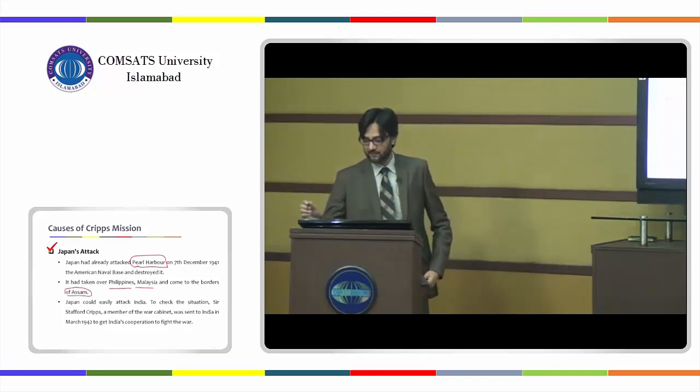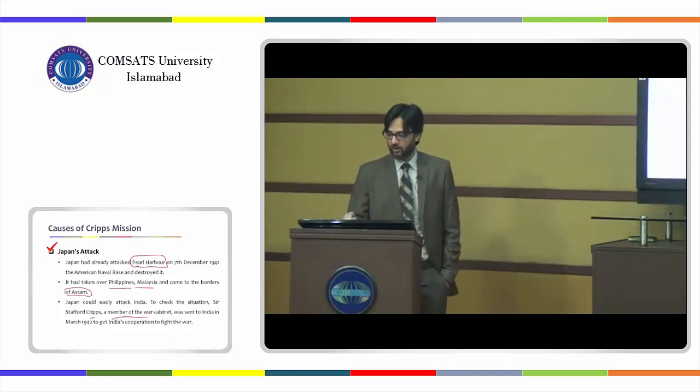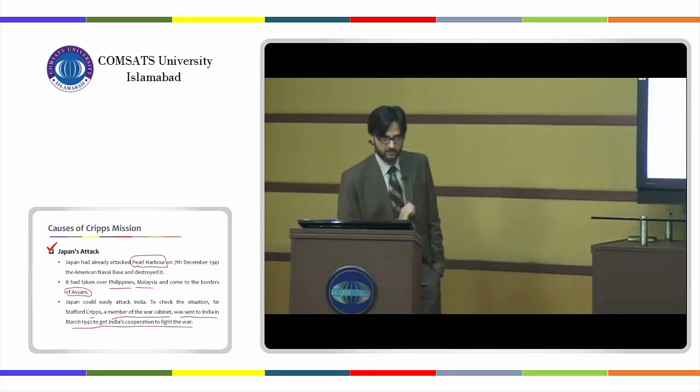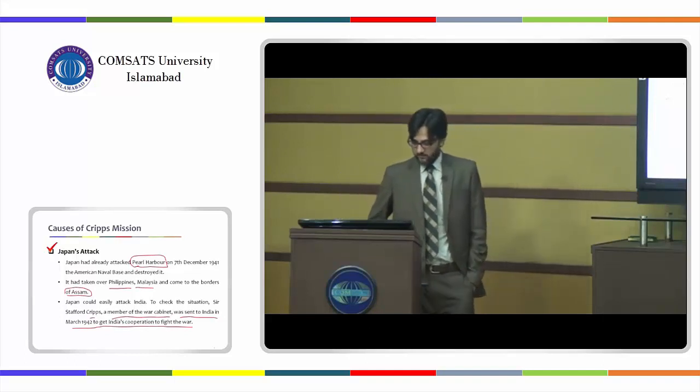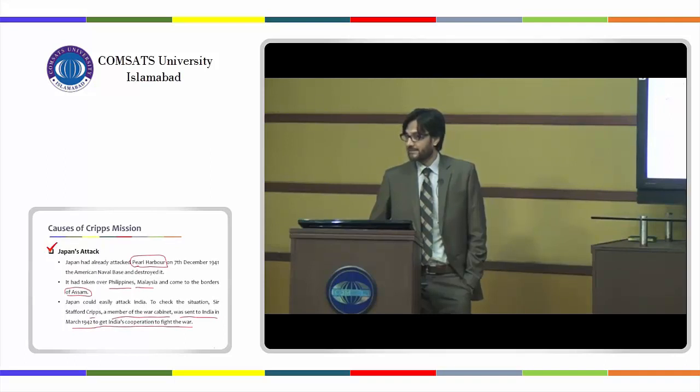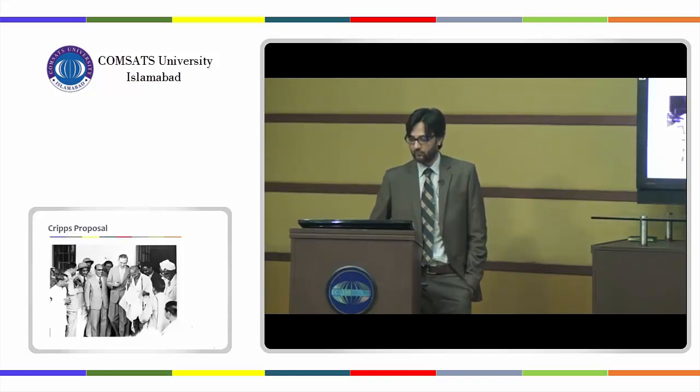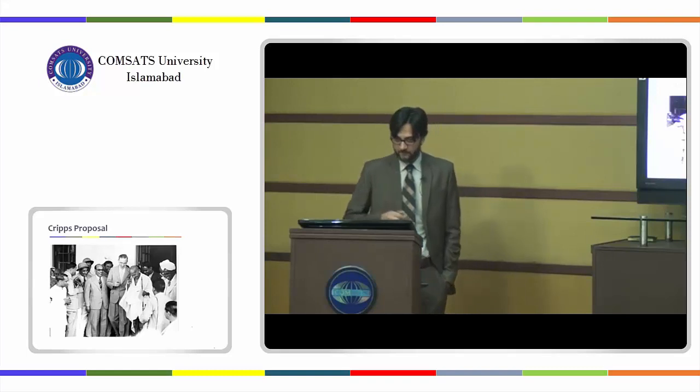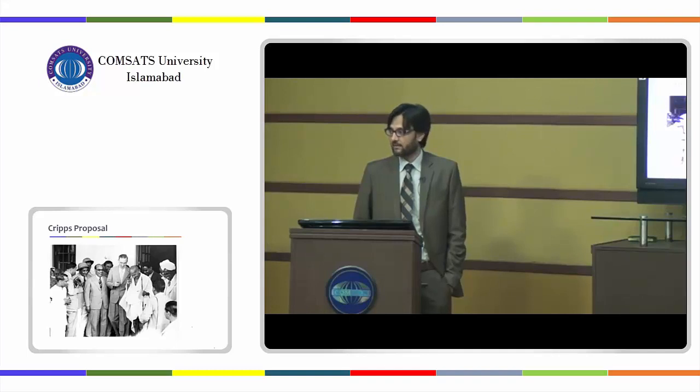So in this situation, Cripps, a member of the war cabinet, was sent to India in March 1942 to get India's cooperation to fight the war, right? We have already studied that the Congress resigned, asking why India was declared a belligerent state. In the previous class we studied that. So now Indians were not ready to fight this war, and over here they were asking them to come and fight with us. You can see the pictures of the mission when they came, and what they said we will discuss shortly.